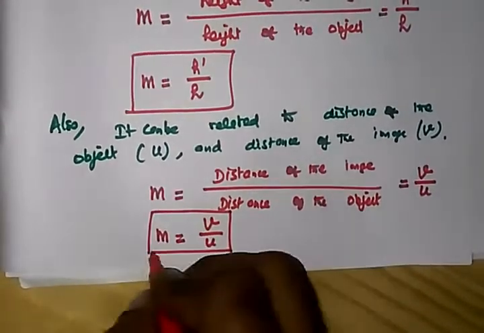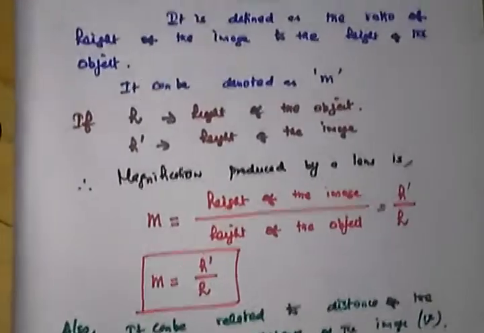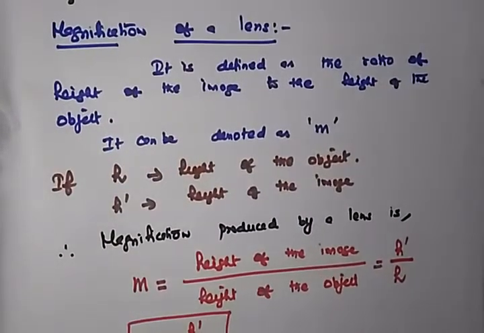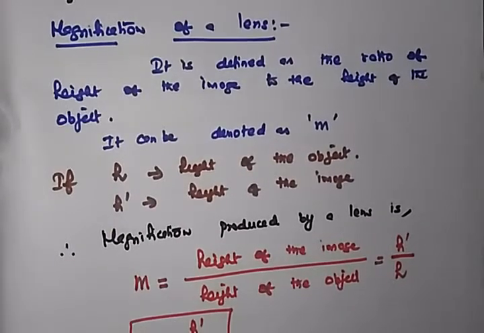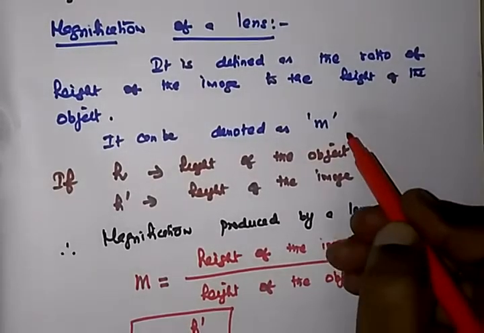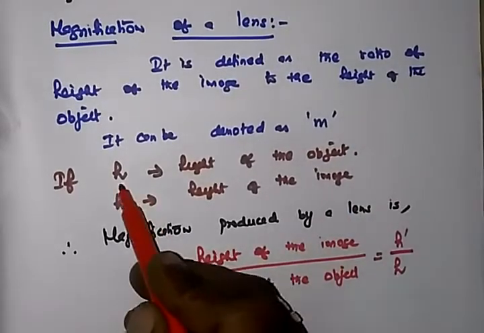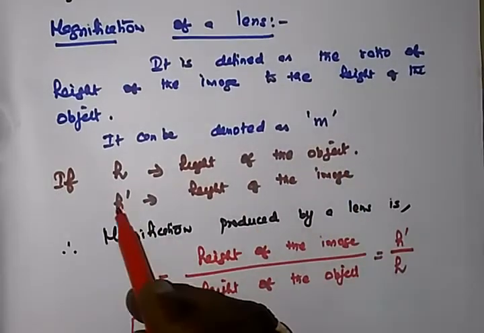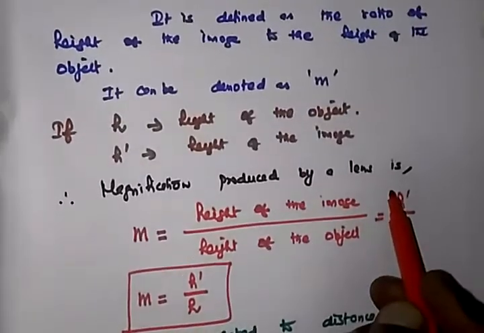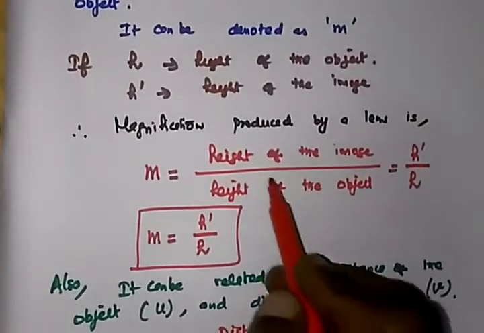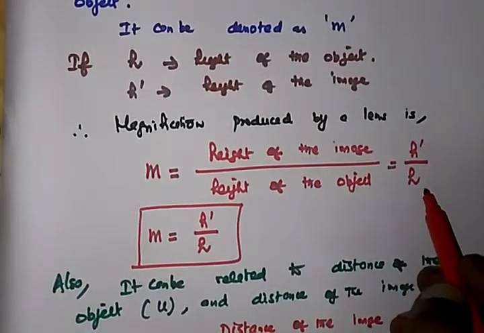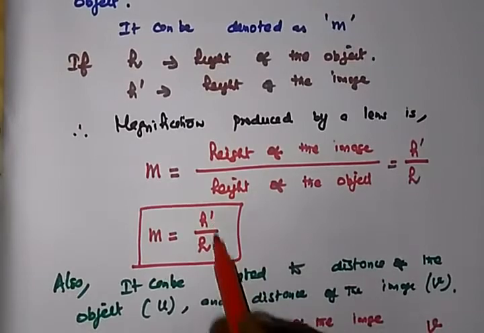So two relations. This is a very important topic. What is magnification of lens? It is defined as the ratio of height of the image to height of the object. We denote it as m. h is the height of the object, h dash is the height of the image. So magnification produced by a lens, m is equal to height of the image divided by height of the object, h dash by h. That is m is equal to h dash by h.